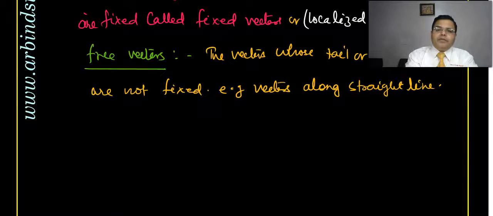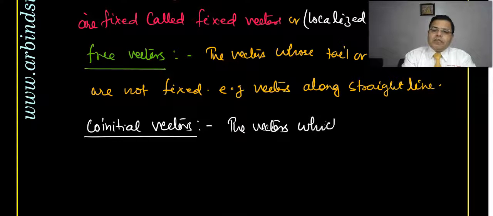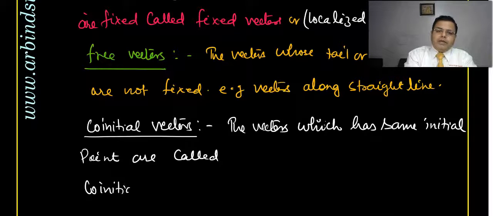Now there is another point to be discussed here, that is co-initial vectors. The vectors which have the same initial point are called co-initial vectors. Like colleagues: usually, those who are studying together, or working together, are called colleagues. So co is something which is togetherness, and initial means the same initial point. So the vectors which have the same initial point are called co-initial vectors.